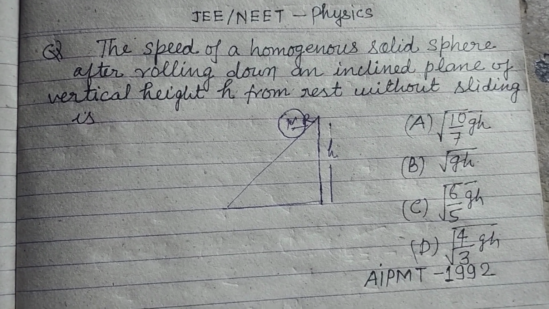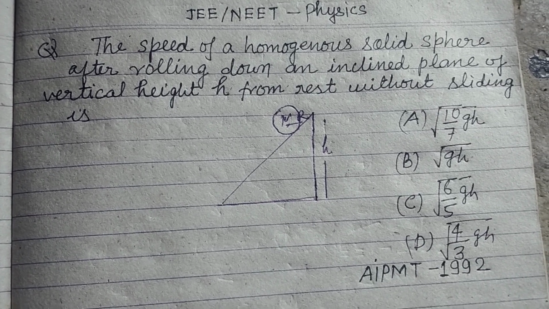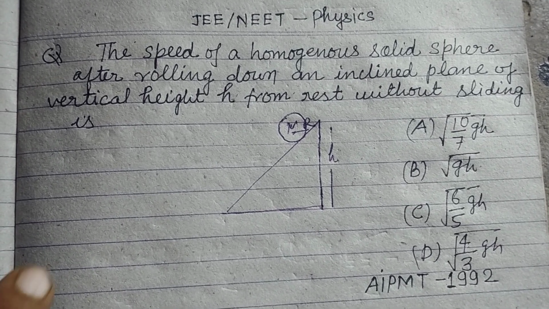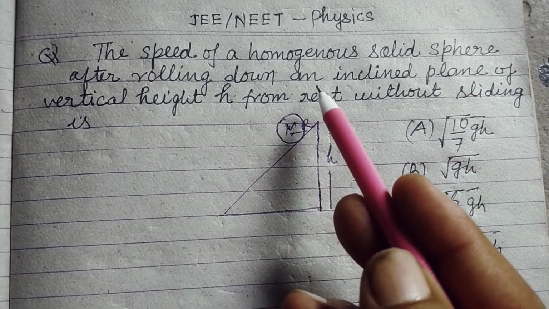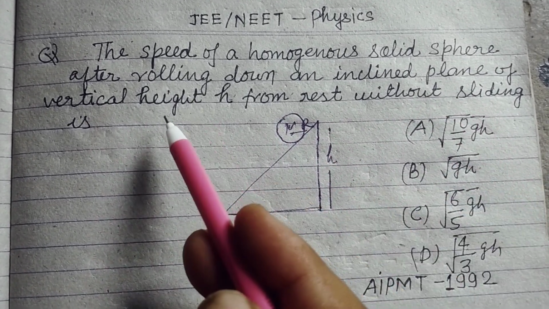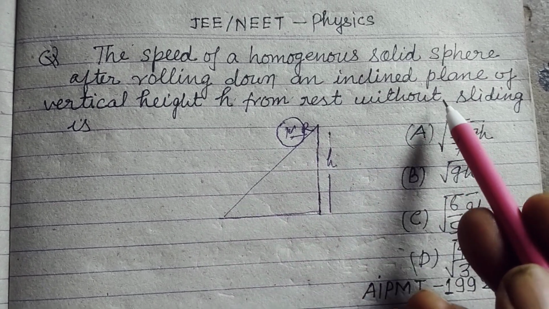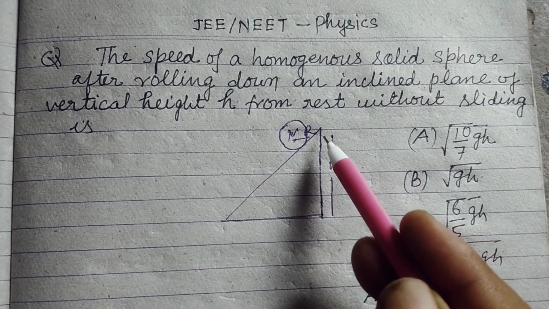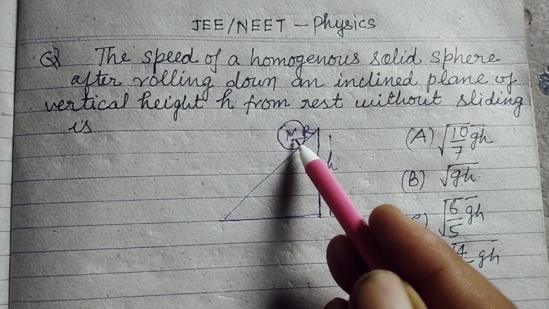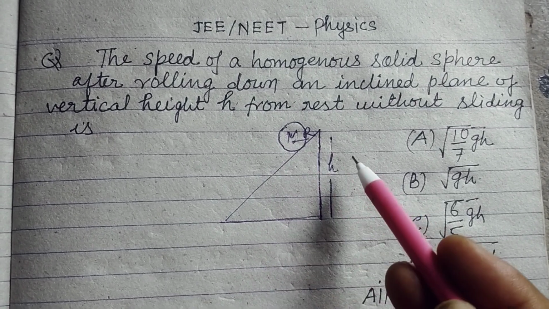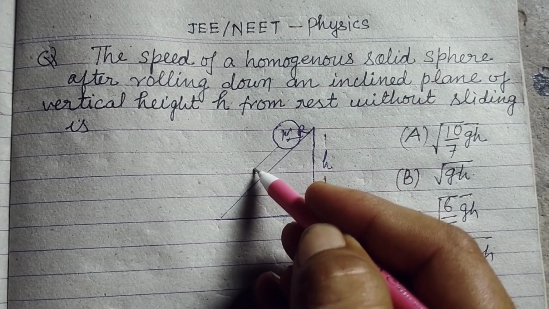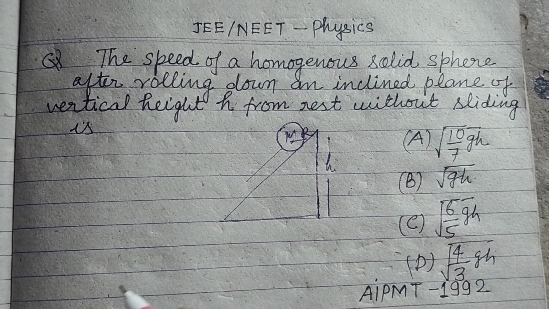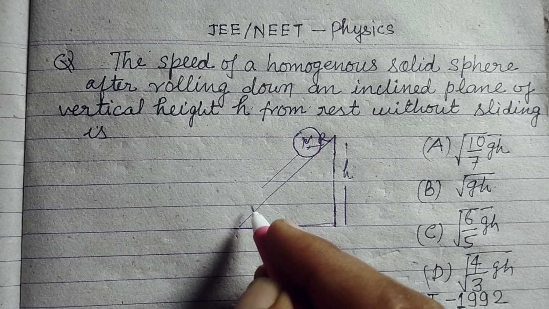This is a question from All India PMT 1992, based on rotational motion. The speed of a homogeneous solid sphere after rolling down an inclined plane of vertical height h from rest without sliding is? So student, here is a sphere of mass m and radius r, which is rolling down from this inclined plane without sliding.